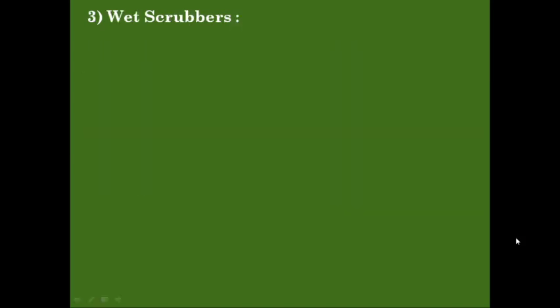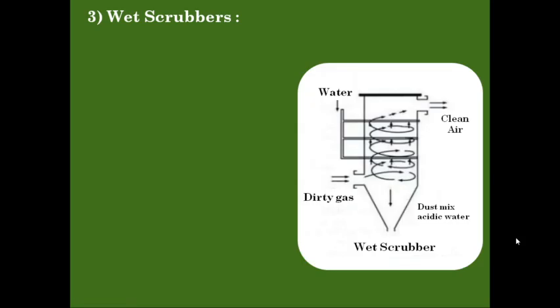So the next equipment is wet scrubbers. First of all, we'll see the diagram. So this is how a wet scrubber looks. It is more or less similar to the cyclone separator in shape, but the difference is that the polluted or dirty air is allowed to enter from the bottom part of the equipment. The wet scrubbers are fitted with a water spraying system.